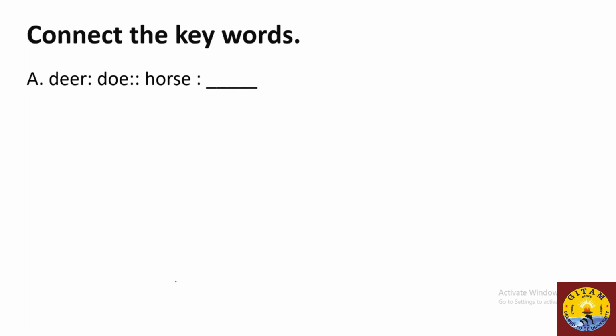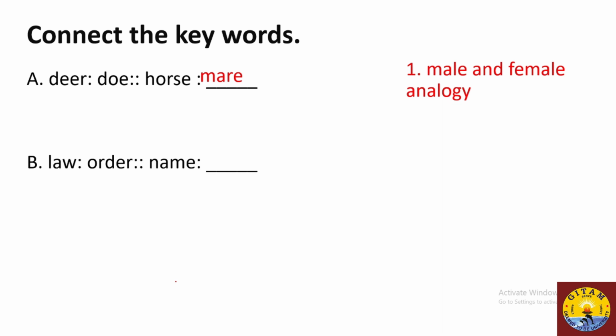Now, can you answer this? Deer, doe, horse, what's your answer? Look at the category. Male and female analogy. We know that deer is the male version, doe is the female version. Horse is the male version of this equine animal. Now tell me what is the female version? Mare. So, male and female analogy.